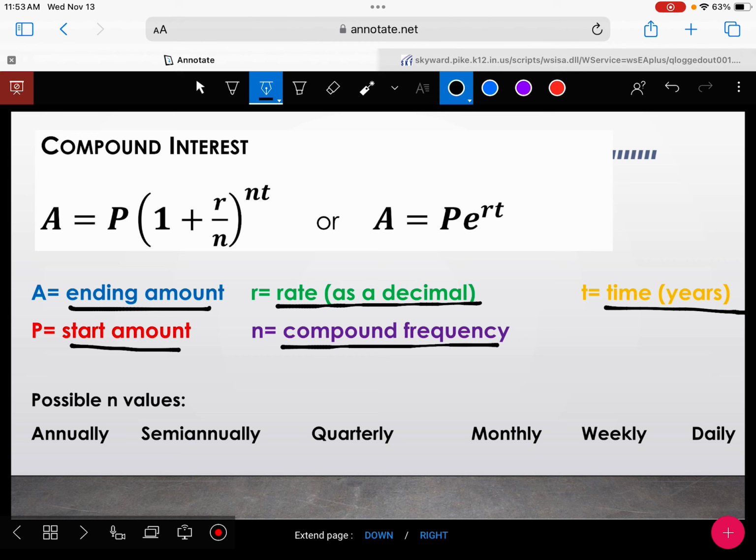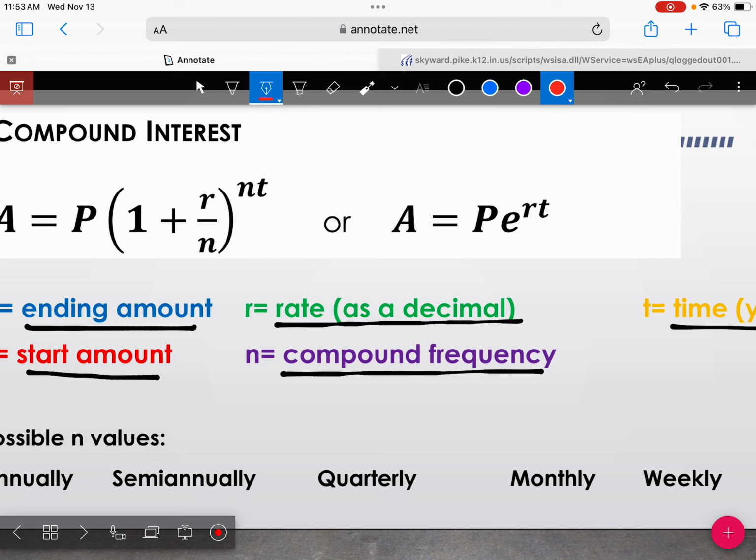So the difference between these two formulas is that we use PERT, which is what I call this, PERT, when it says compounded continuously. That's the key word. Compounded continuously. If it's compounded with any other frequency, we use this formula.